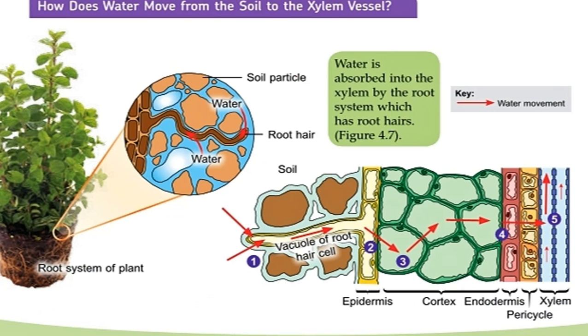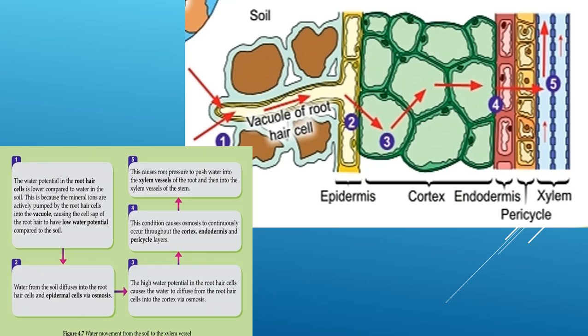So how does water move from soil to the xylem vessel? Okay, if this is the root system of a plant, so we have water. Blue one is water. We have the root hair here, and then this is the soil particles. Okay. Water is absorbed into the xylem by the root system, which has root hairs. So we look here. Number 1.